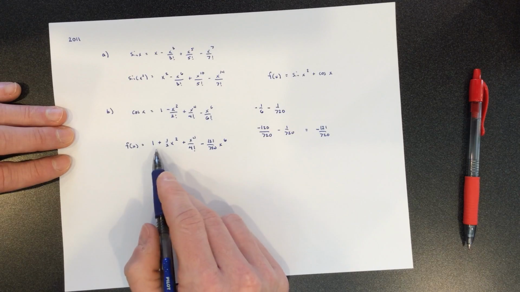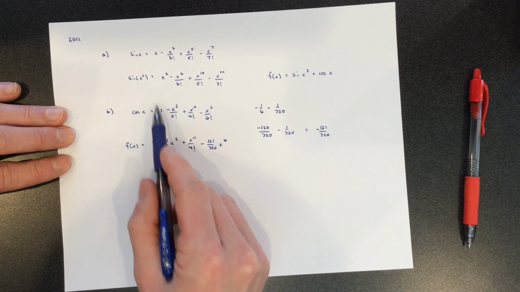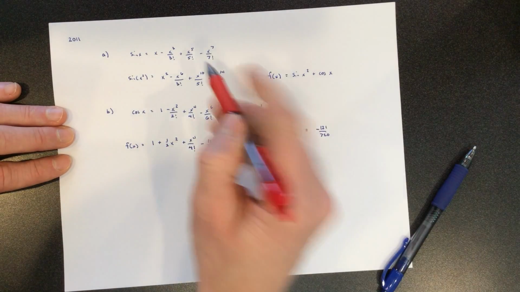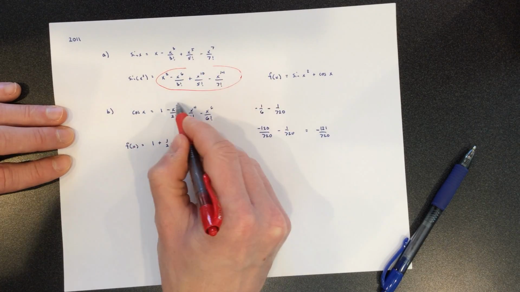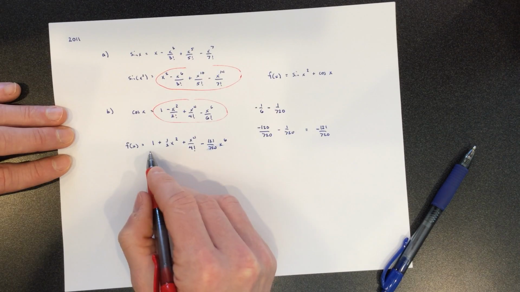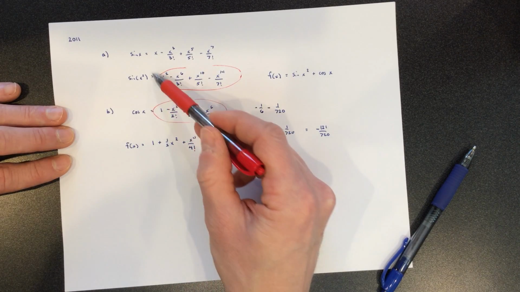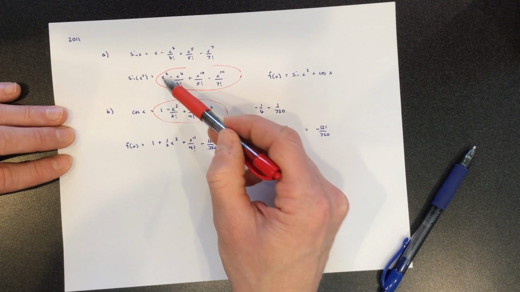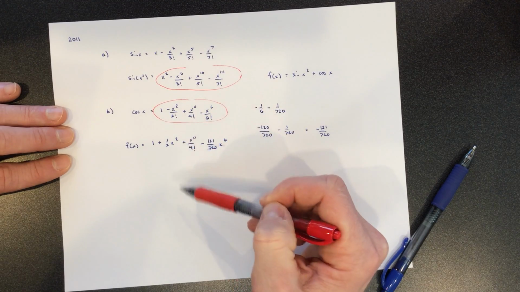All right, that is the first 4 terms. Again, all you're doing is taking this polynomial and adding this polynomial, and you want to get the first 4. So nothing goes with 1, neither of them have x's. These two combine to give the x squared term.